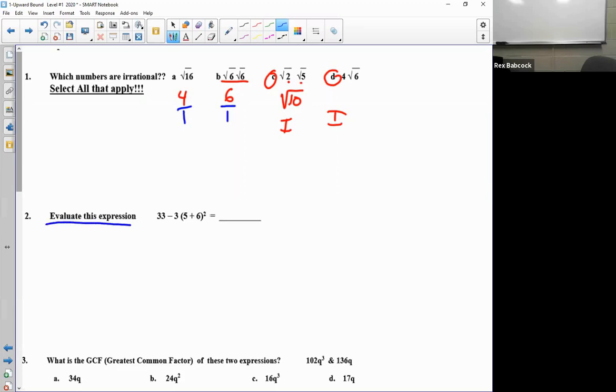Number 2, evaluate the expression. Take 30 seconds, either with or without a calculator. It doesn't matter. Evaluate that expression. Use order of operations, PEMDAS.